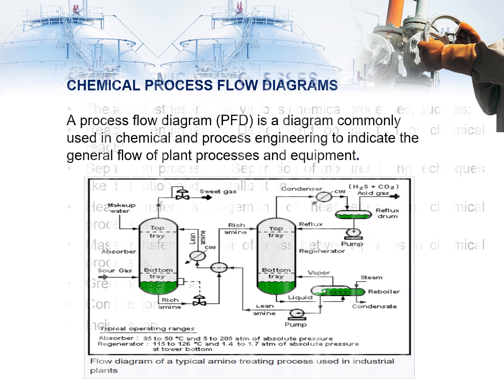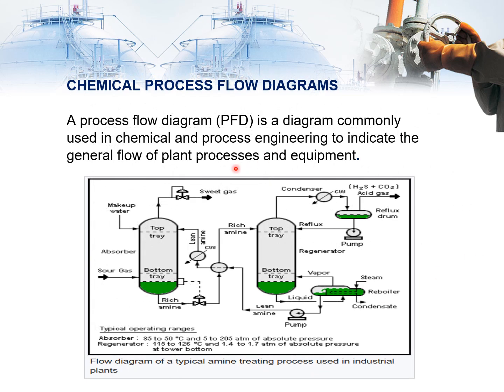Then we talk about chemical process flow diagrams. A process flow diagram, that's PFD, is a diagram commonly used in chemical and process engineering to indicate the general flow of plant processes and equipment. So when we look at the diagram here, these ones are developed by software like Aspen and Cocoa. They are chemical process flow diagrams. They show how a chemical process or plant runs.